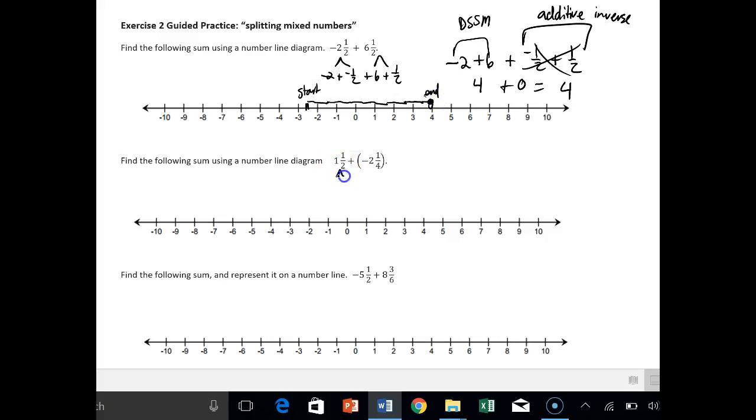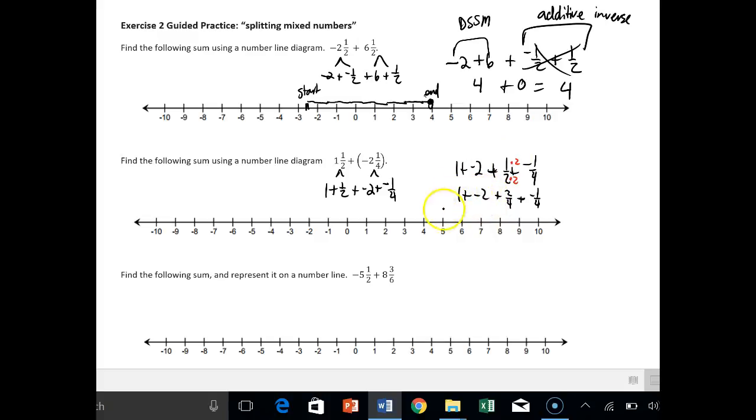1 1/2 is really 1 plus 1/2, and then this is really plus -2 plus, what's the fraction? -1/4. So now if I use the commutative property, this is really 1 plus -2 plus 1/2 plus -1/4. And so now, unfortunately, yeah, we got to do common denominator. So times 2, right? And we get 1 plus -2 plus 2/4 plus -1/4, right?